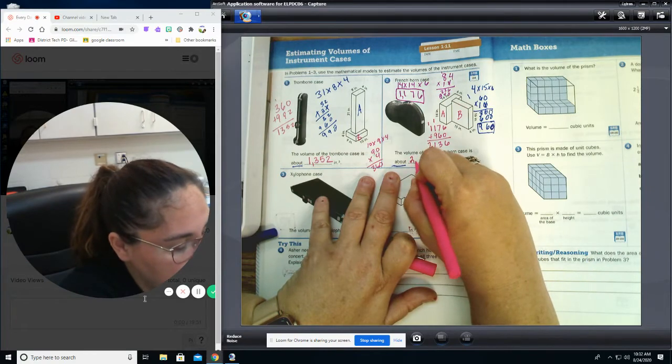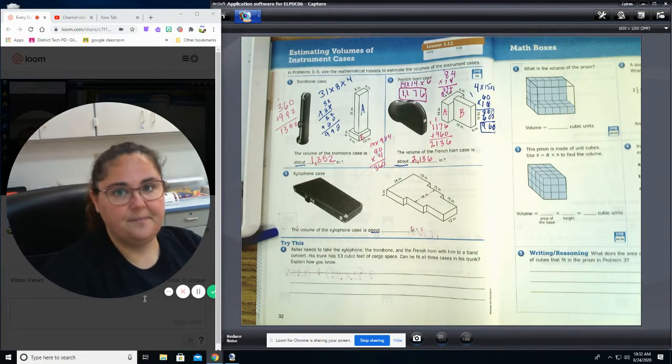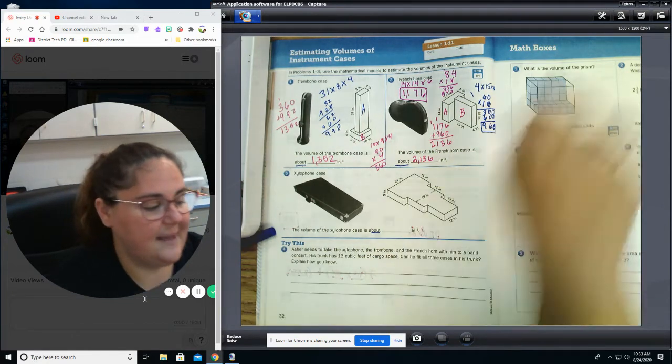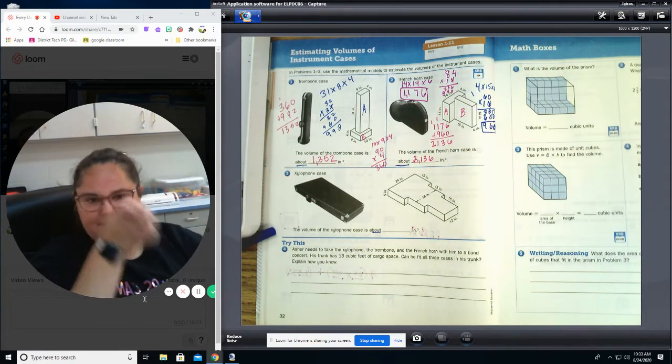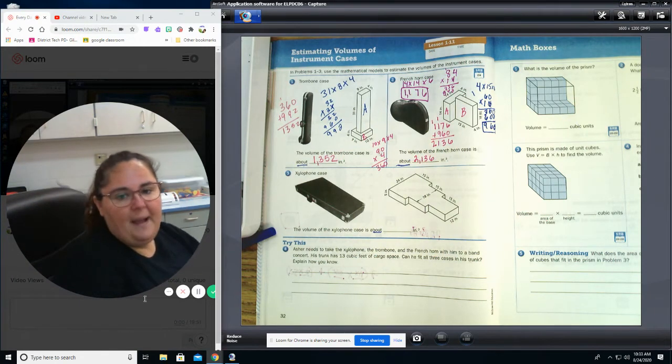So it's about 2,136 inches cubed. That's how you're going to do these problems. That should have been your answer. All right, my next problem.